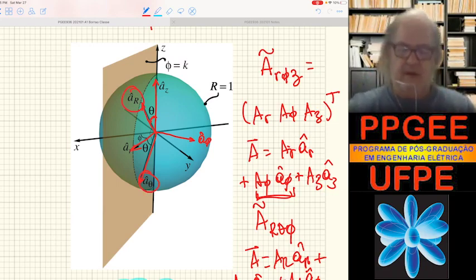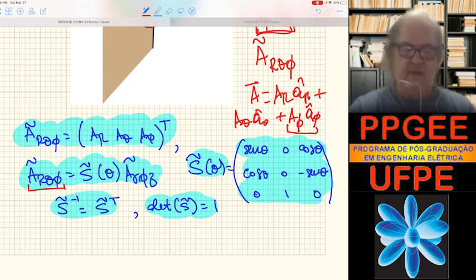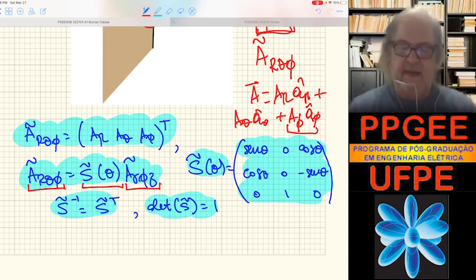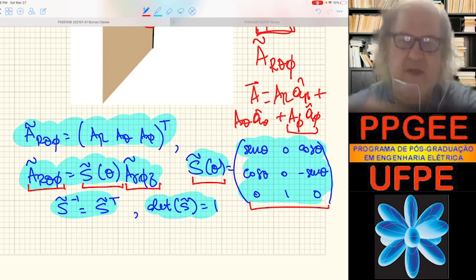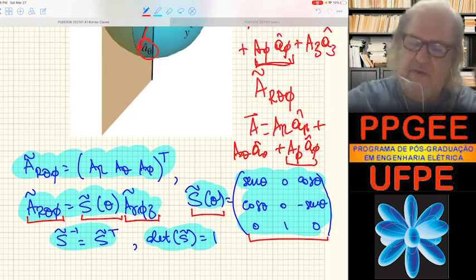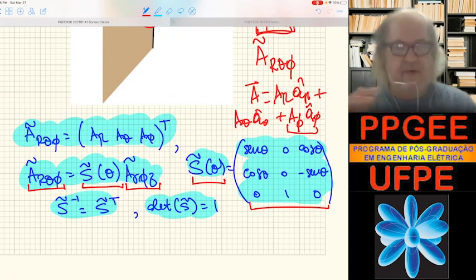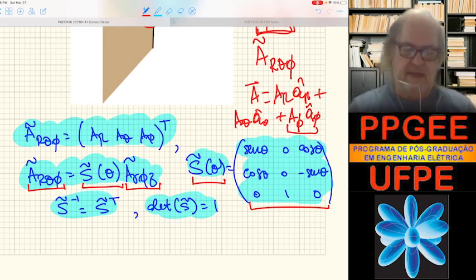Doing the same principle, the same algebra, you can show that this transformation can be expressed in this form. A in the new system equals S, a matrix which is a function of the polar angle theta, times A in the R phi Z system, and S has this form. I leave it to you to calculate those terms, which is very easy, just doing the dot product as I did before, assuming these components are known. So S of theta, same property, this is a rotation: AZ, AR go to AR, A theta. So this is a unitary transformation. The inverse of S is the transpose of S. Determinant equals 1.